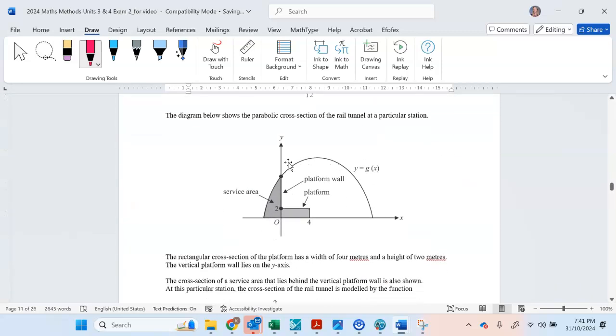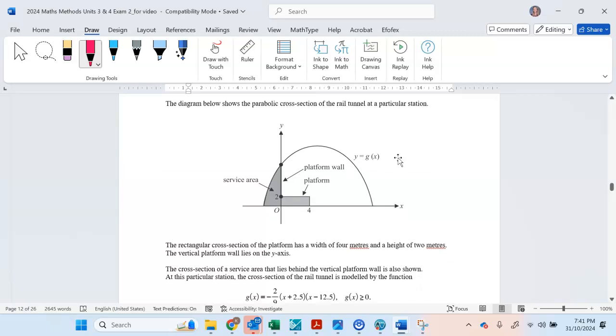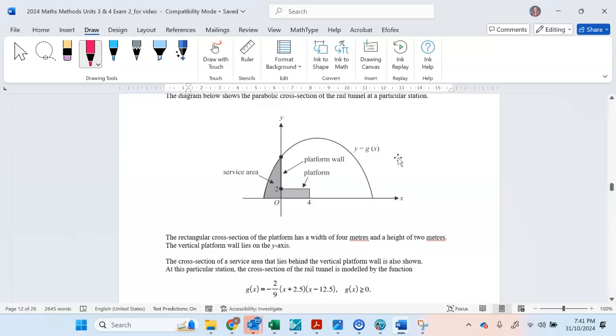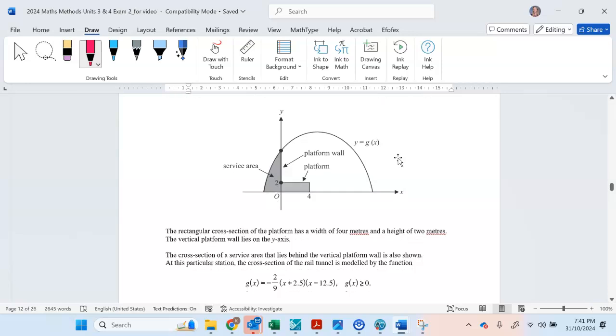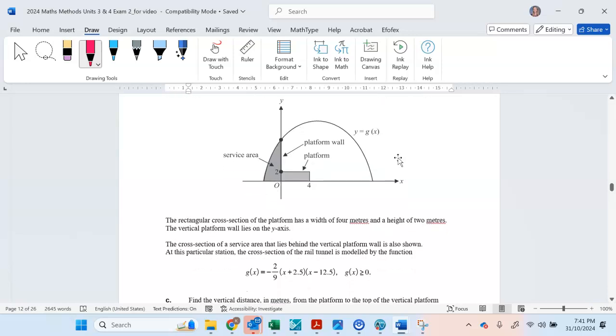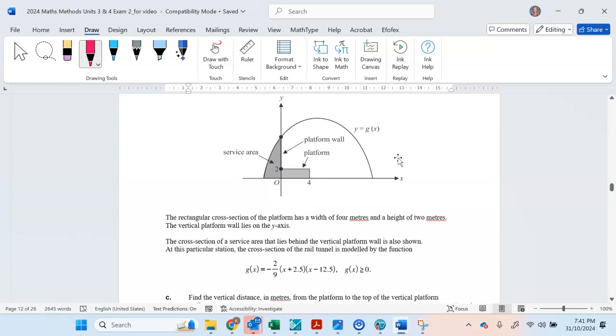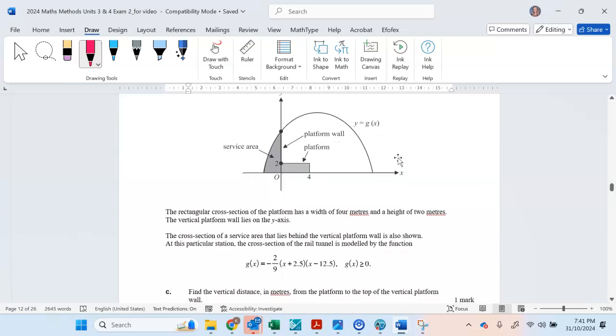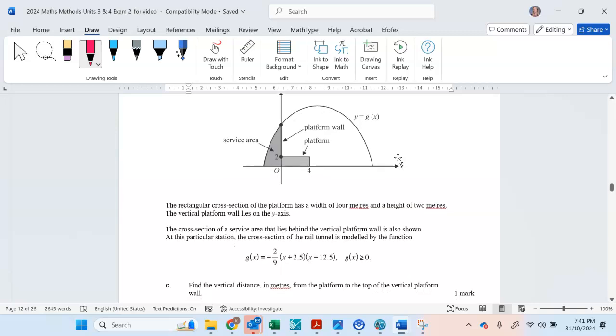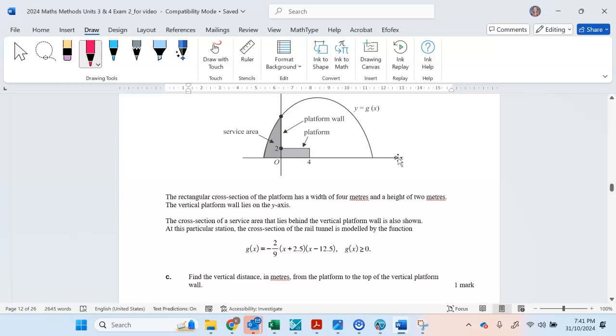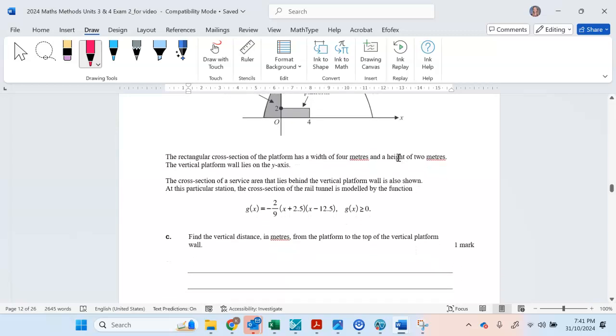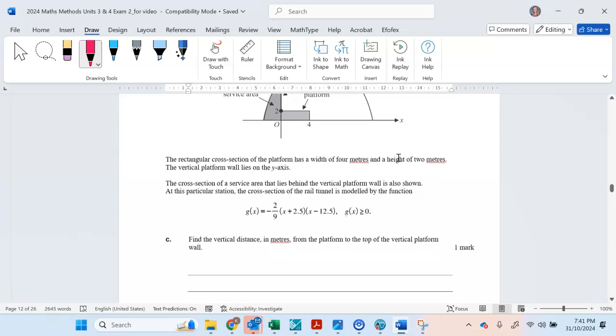All right, the diagram below shows the parabolic cross-section of the rail tunnel at a particular section. The rectangular cross-section of the platform has a width of 4 meters and a height of 2 meters. The vertical platform wall lies on the y-axis. The cross-section of a surface area that lies behind the vertical platform is also shown. At this particular station, the cross-section of the rail tunnel is modelled by the function. So we've got values of A this time.